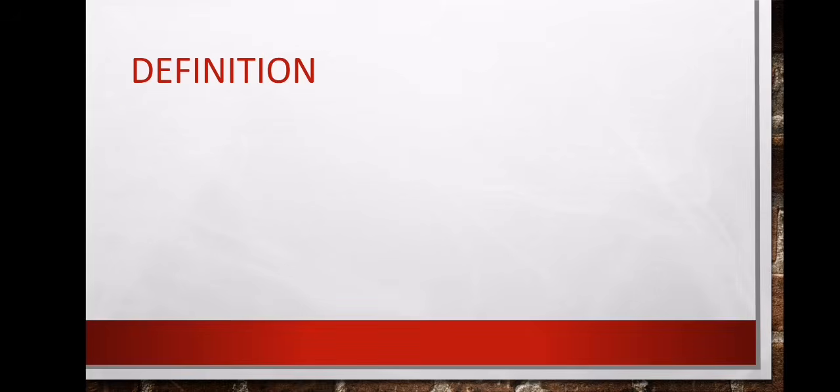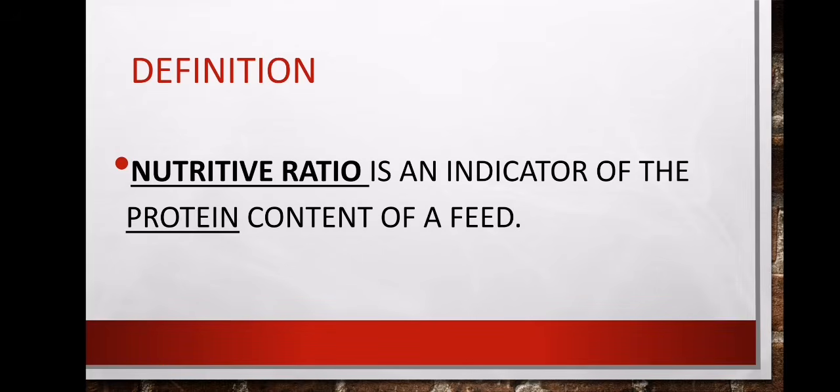Let's quickly have a look at the definition. We say NR is an indicator of the protein content of a feed. We are looking at the amount of proteins in a feed. We look whether we have more proteins in that feed or less proteins in that feed. Once we understand that we have more proteins, then that will assist us to know what is the role or the function of this feed. Once we understand that we have less proteins, we will have more carbohydrates and lipids. Then we will understand that, okay, fine, this feed is responsible for which purposes.